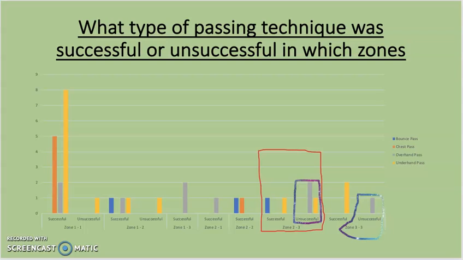Then when compared with another zone that passes into zone 3, so the attacking zone, zone 3 to 3, as pointed out in the blue again, the only unsuccessful pass technique in the zone was, you guessed it, the overhand pass technique, with that being the only pass technique unsuccessful in that zone.